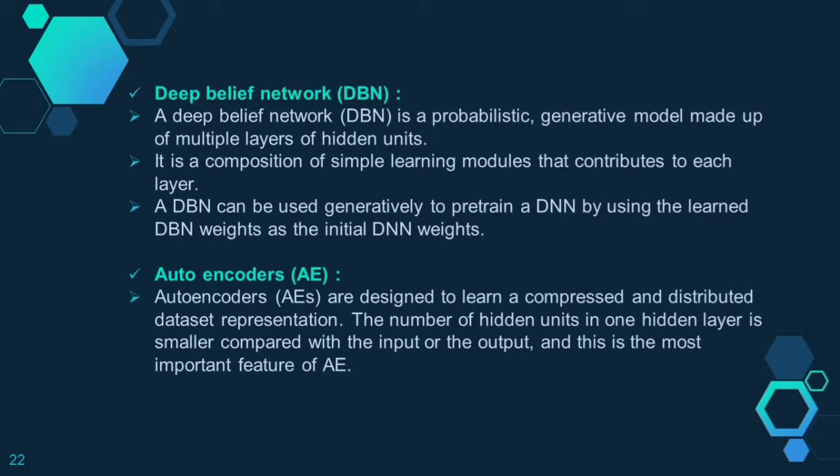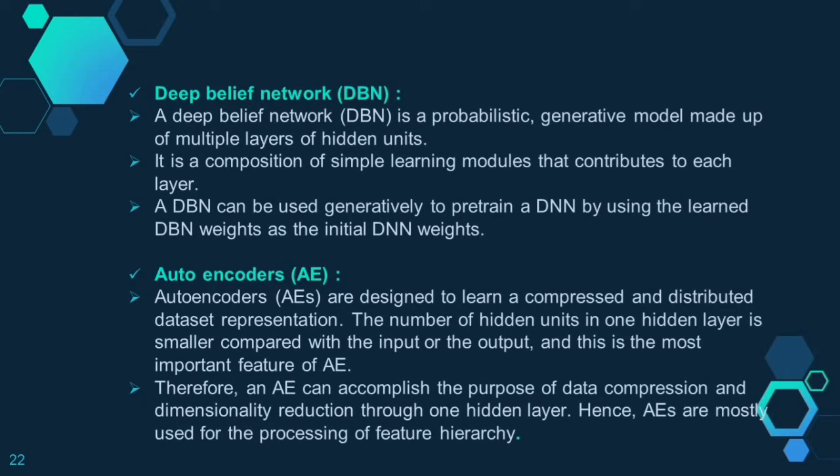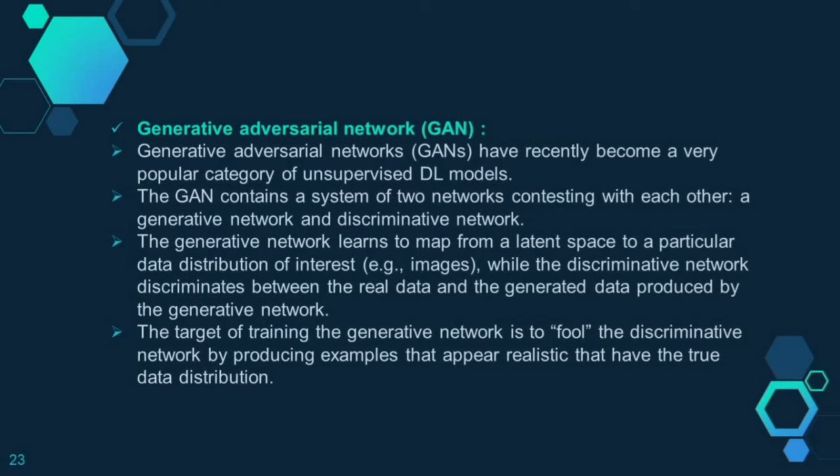Autoencoders, that is AE. Autoencoders are designed to learn a compressed and distributed dataset representation. That is, the number of hidden units in one hidden layer is smaller compared with the input or the output, and this is the most important feature of AE. Therefore, AE can accomplish the purpose of data compression and dimensionality reduction through one hidden layer. Hence, these are mostly used for processing features hierarchically.